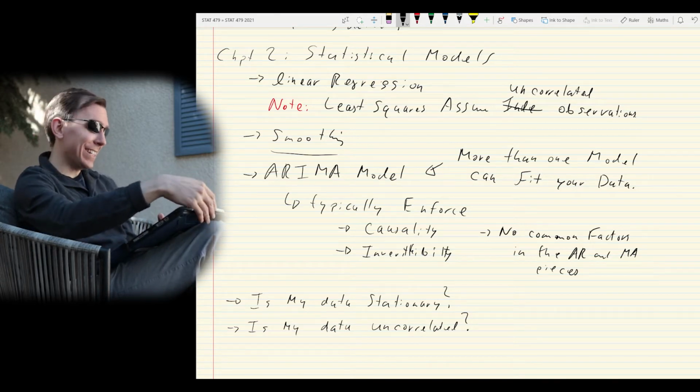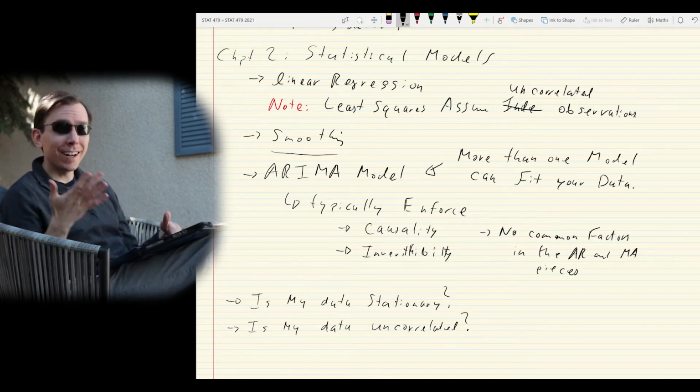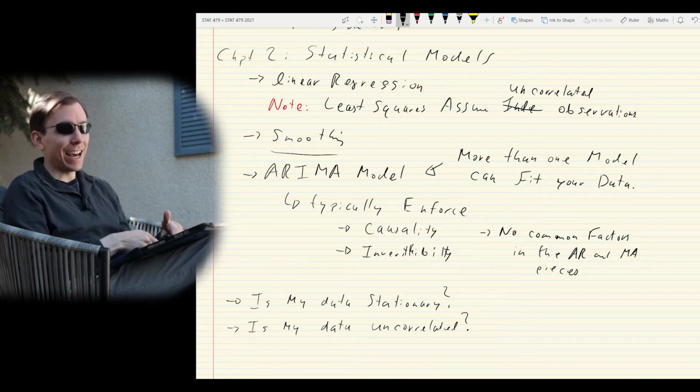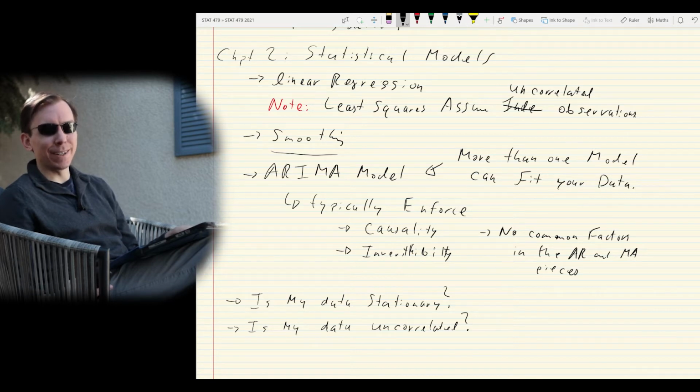So, right, in this case, we have these two different questions that we want to answer, and there are tons of statistical tests out there that we can use to answer these questions.